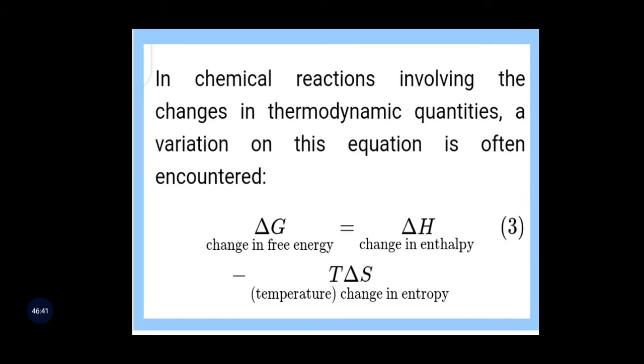In a chemical reaction involving change in thermodynamic quantity, a variation on this equation is often encountered. So here we have the formula for calculating Gibbs free energy. I told you earlier, delta G equals delta H minus the product of temperature and change in entropy. So take note of this formula for calculating Gibbs free energy.